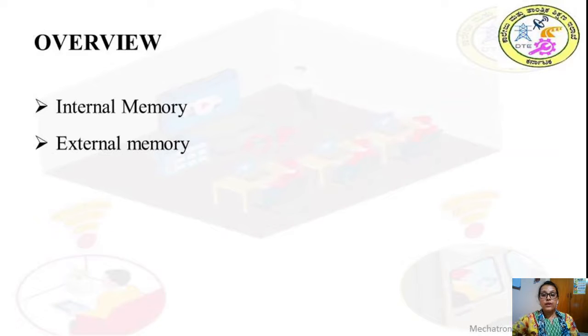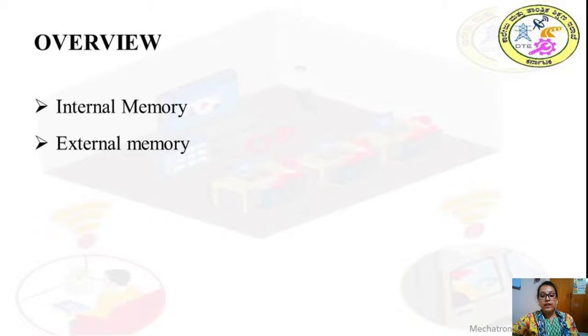The internal memory of 8051 has both program memory as well as data memory. Program memory is used for permanently saving the program. Data memory is used for temporarily storing intermediate results and variables. Permanent storing of data means which type of memory, ROM or RAM? ROM, read only memory, that is a permanent memory. Random access memory is a temporary memory, which we call data memory.